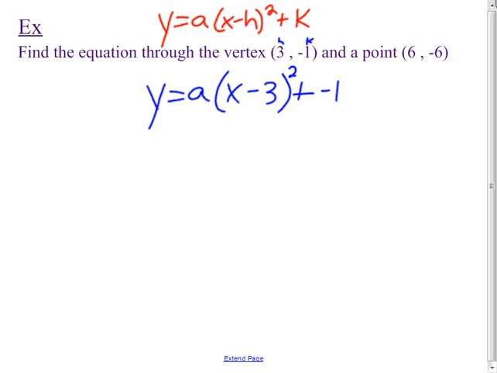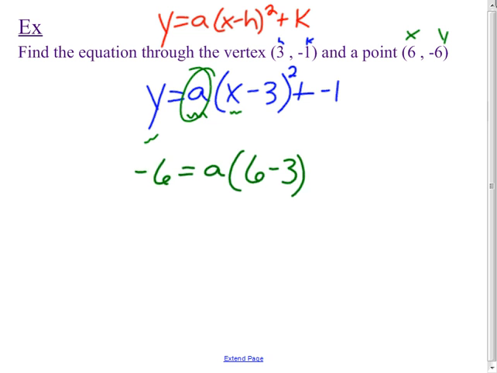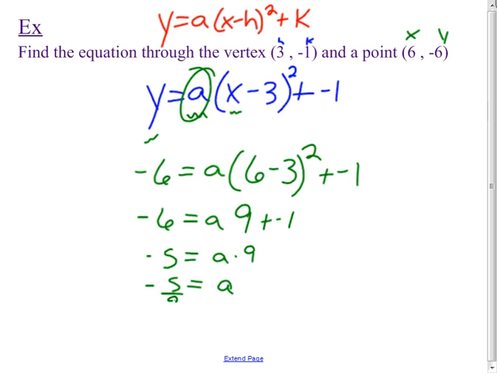I'm almost done writing my equation because I have a vertex. So now I have to figure out what A is. Well, I have some x and y value. So here's where x goes, here's where y goes. And it's going to give me my A as a result. So I'm just going to strictly plug everything in. So y is negative 6 equals A times the quantity 6 minus 3, quantity squared, plus negative 1. So just do the algebra behind it. So 6 minus 3 is 3. 3 squared is 9. Add 1. So therefore A equals negative 5/9.